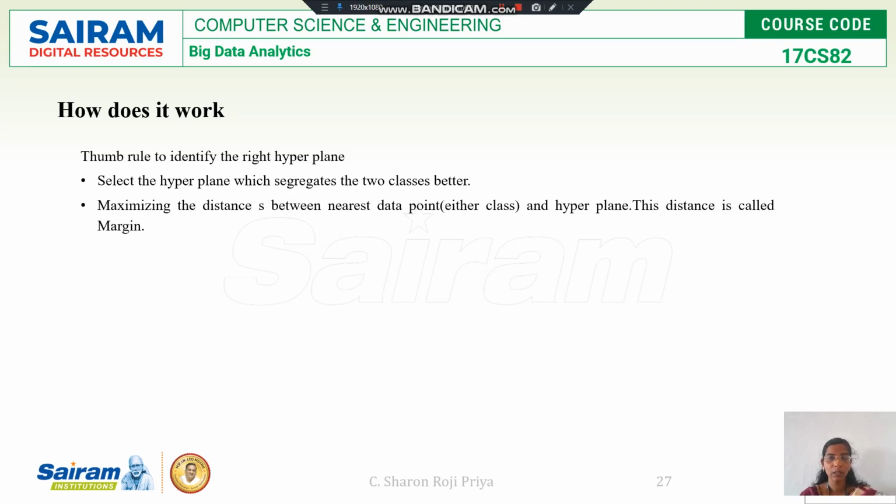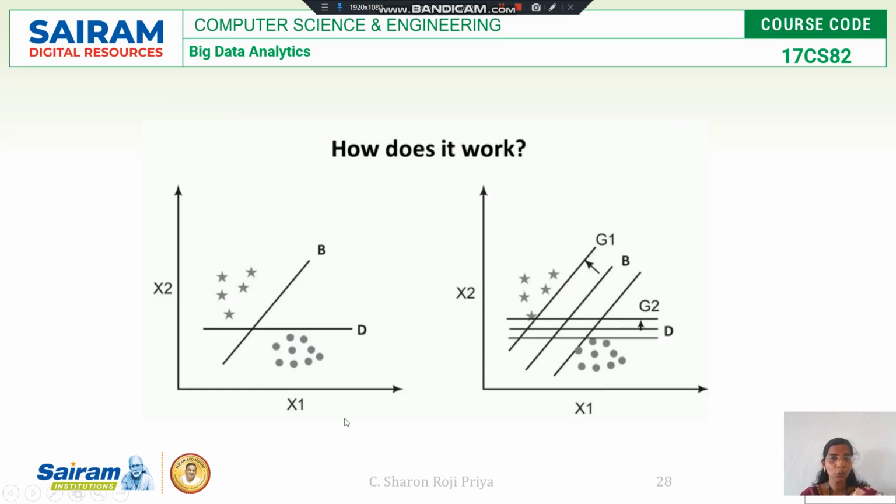Maximum margin distance. Now how to see, among these two hyperplanes, which one has the maximum margin distance, whether B or D? How to understand this? Here I'll take the first one, B. I have to draw parallel lines to the hyperplane B touching the nearest data point of my first class, which is the star class.